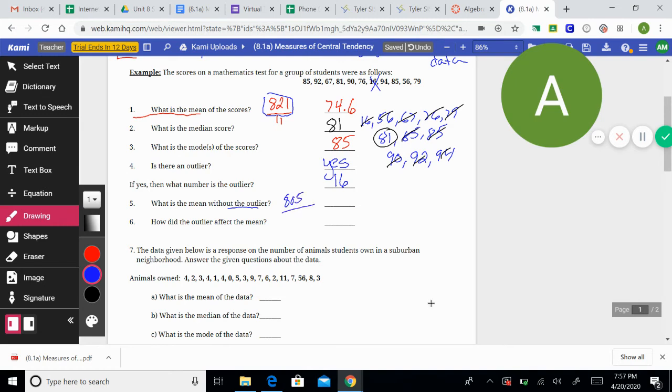And now I'm not going to divide by 11 this time. How many am I going to divide by actually? 1, 2, 3, 4, 5, 6, 7, 8, 9, 10. So 805 divided by 10 is 80.5.